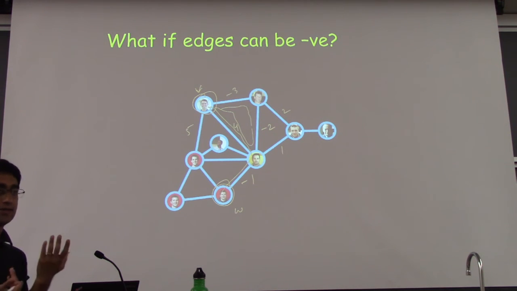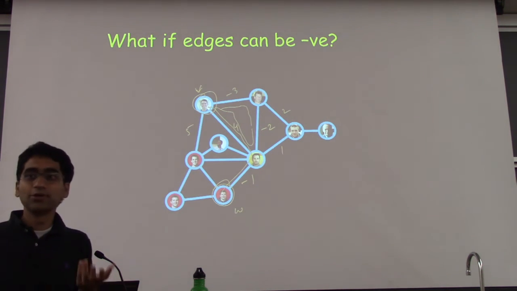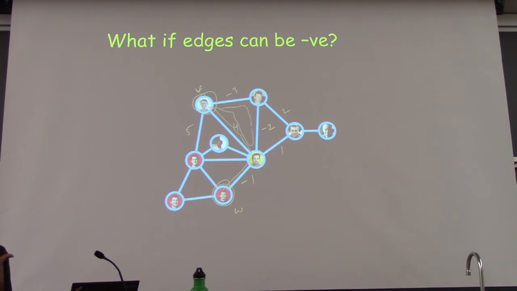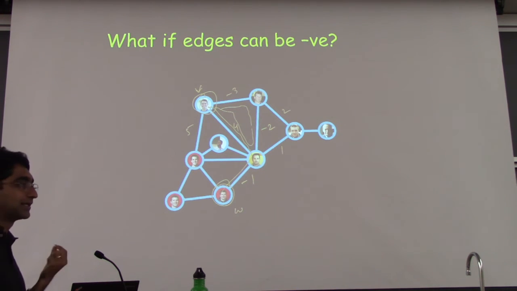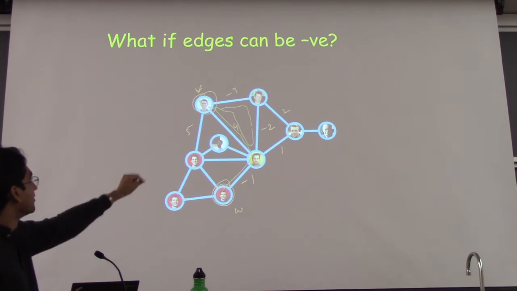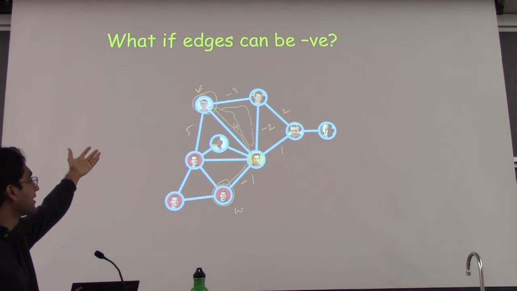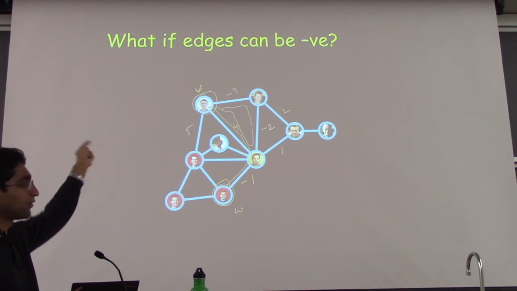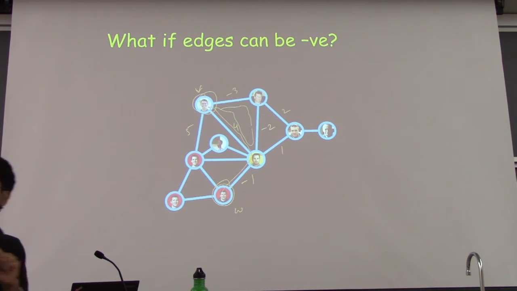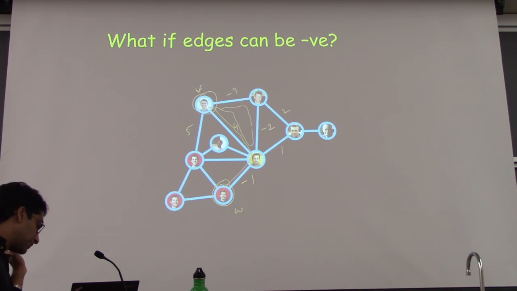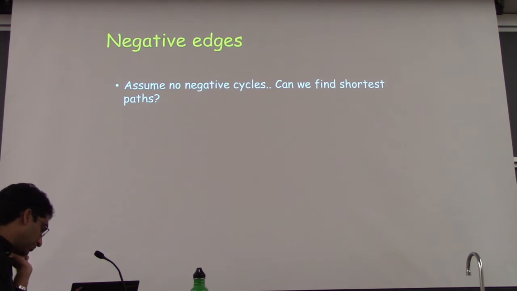So clearly you can't hope to do anything in such cases, right? So if there is a loop with total negative weight, which involves V, then the distance can be minus infinity. Okay, so the distance being minus infinity is not well defined. But suppose this does not happen. Okay, so assume the graph has no negative cycles.